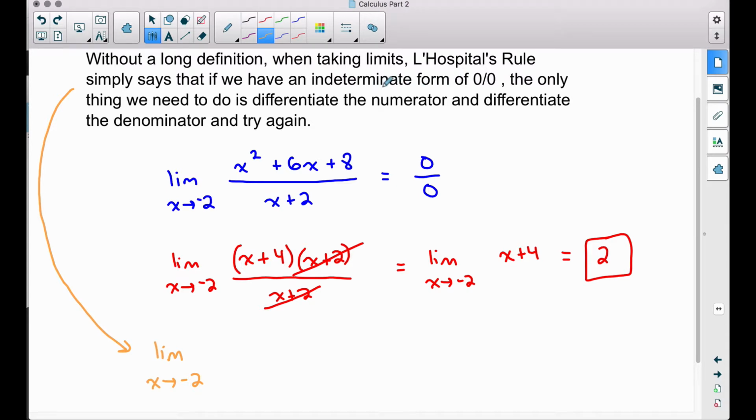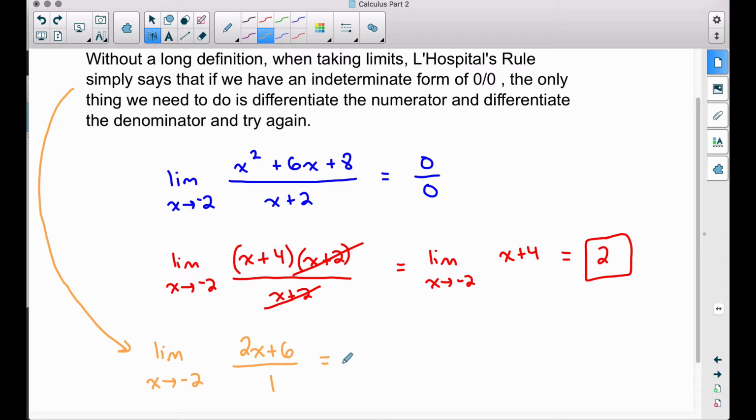We have the indeterminate form of 0 over 0. That's exactly what we got up here when we tried direct substitution. We do not do the quotient rule here. We take the derivative of the numerator and the derivative of the denominator. So the derivative of the top piece here, we have 2x plus 6 plus 0, so that's just 2x plus 6, over the derivative of the denominator is just going to be 1 plus 0, which is 1.